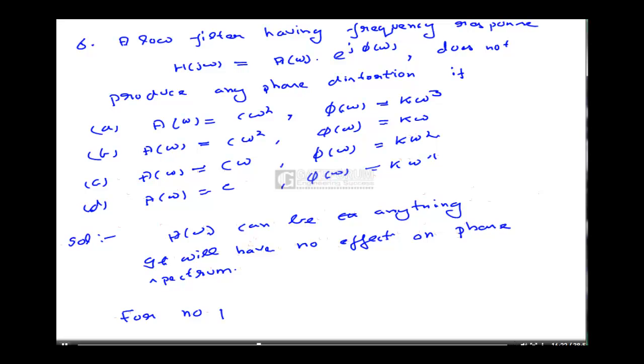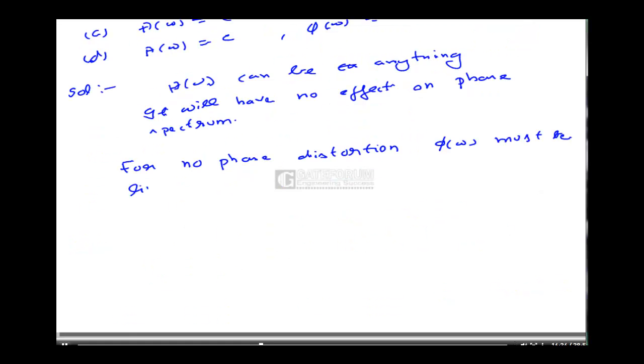For no phase distortion, phi of omega must be linear. Okay, so phi of omega is linear only in option B. Thus option B is the right answer.